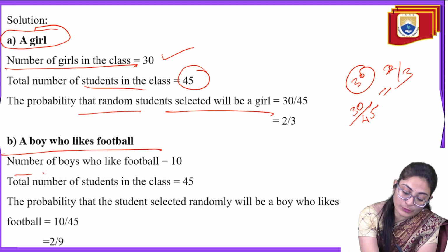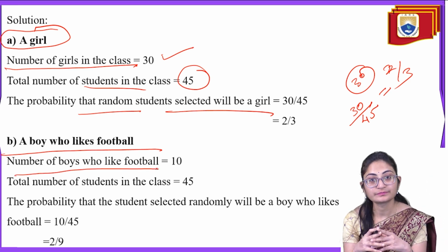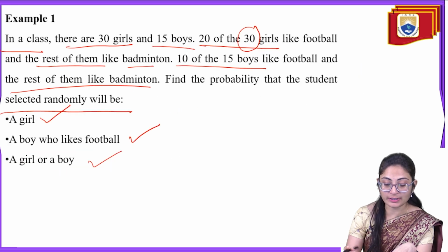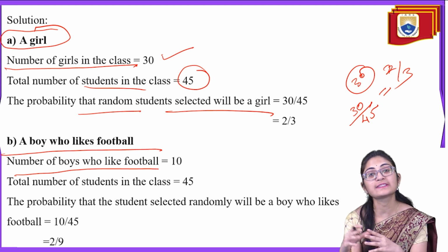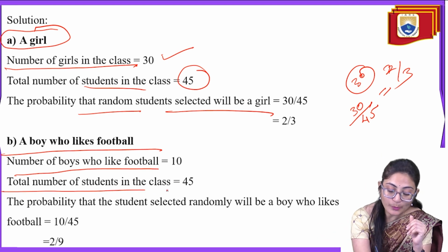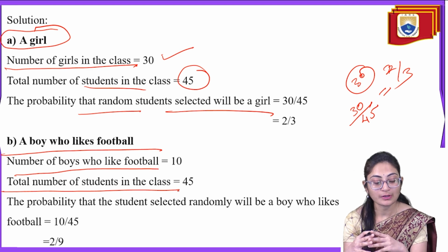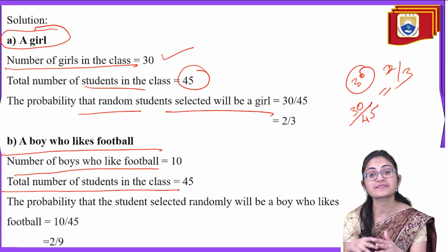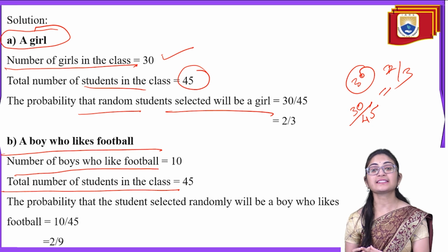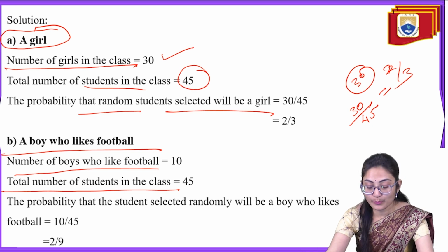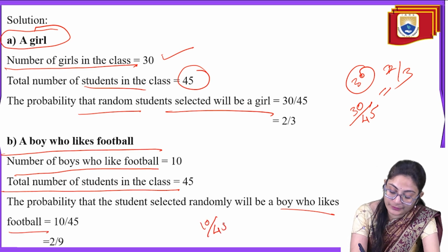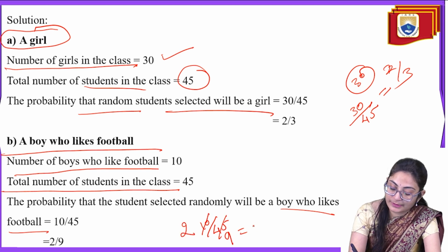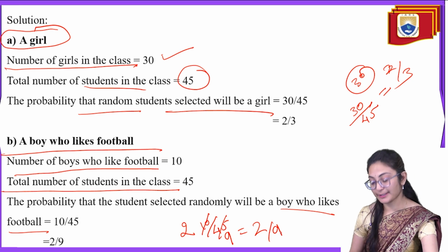Now the second condition is a boy who likes football. The number of boys who like football is 10, as already mentioned in your problem. The total number of students in the class is 45. So the probability that the randomly selected student is a boy who likes football is 10 by 45, and dividing by 5, that means 2 by 9.